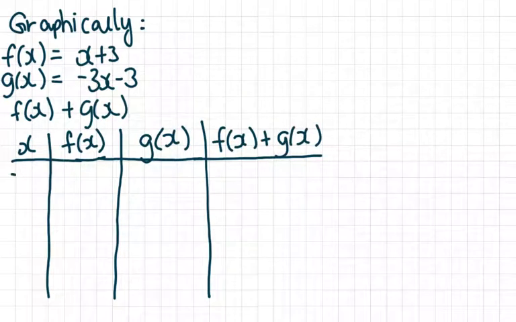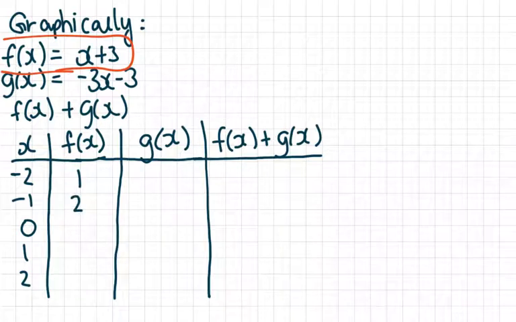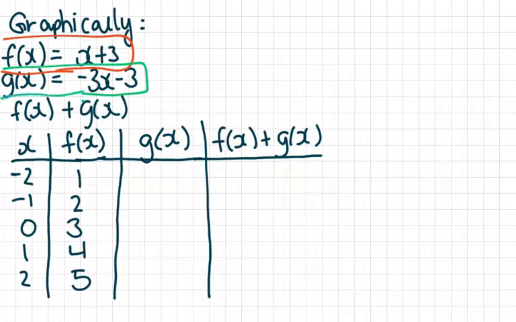So if I pick negative 2, negative 1, 0, 1, and 2, just to give me a range of positive and negative numbers, and I plug these x values into the function f of x up here. So negative 2 plus 3 would be 1. Negative 1 plus 3 would be 2. 0 plus 3 is 3. 1 plus 3 is 4. And 2 plus 3 is 5. Now plugging these values into g of x. So negative 3 times negative 2 is positive 6. Minus 3 is 3. 0, negative 3, negative 6, and negative 9.